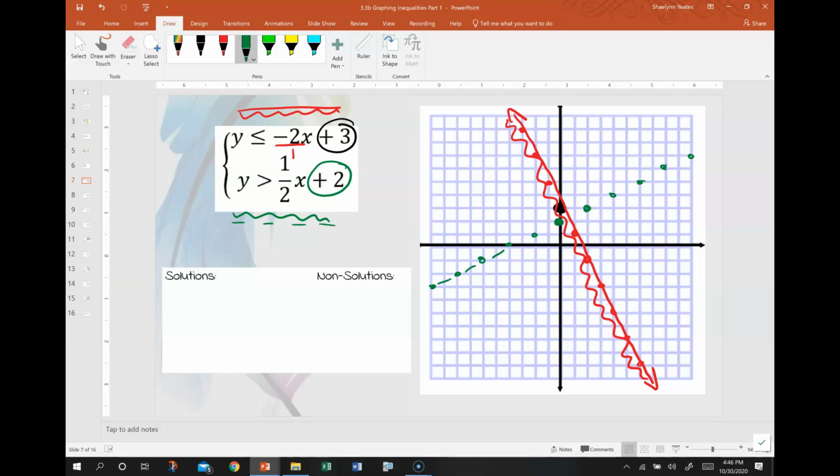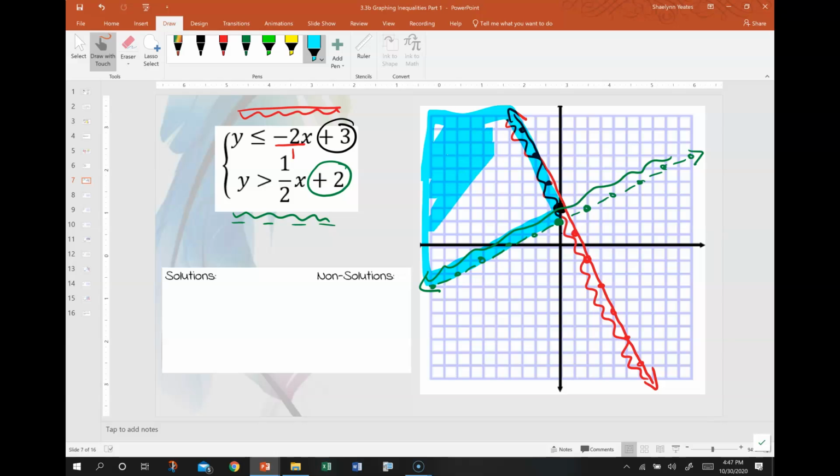So I'm just going to go ahead and make this a dotted line. And it's shaded above. So the place where both of these lines intersect is this section right here. All right, so now we want 3 solutions and 3 non-solutions.